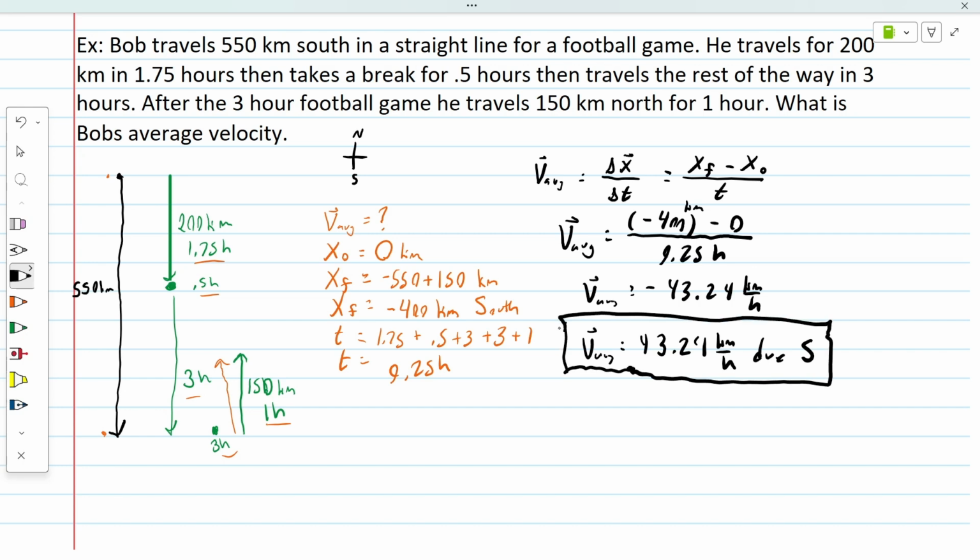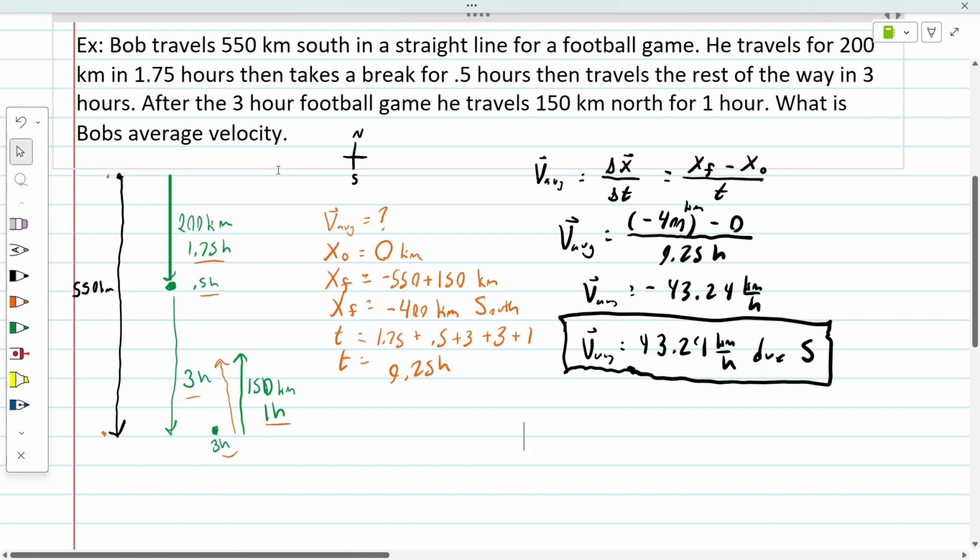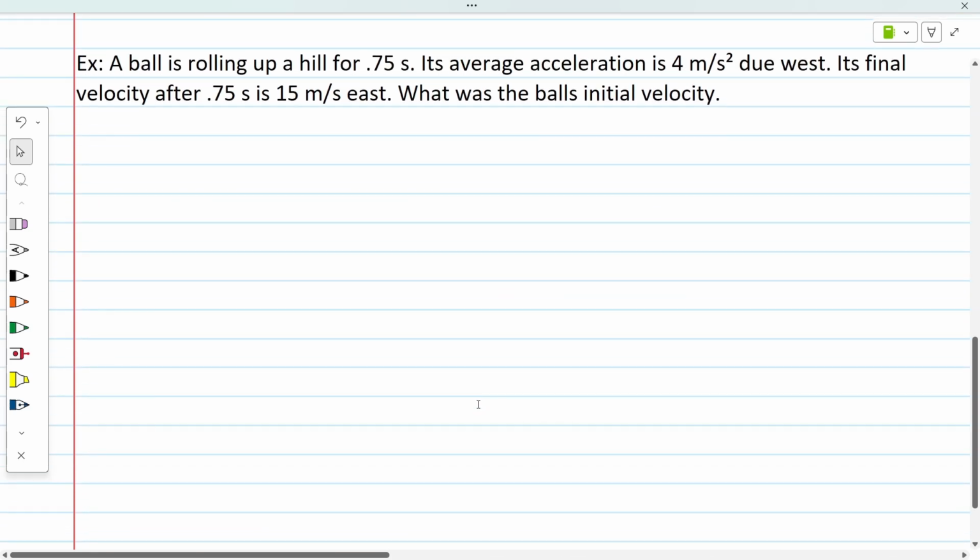Alright. Cool. So that gives us our final answer. And so we were given all this stuff, and see, we didn't even need the distance between here and here. We just need this final and initial and the time, and we could find our V average. Alright, so let's do one more here.